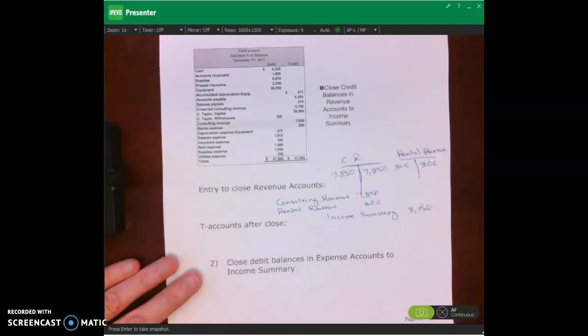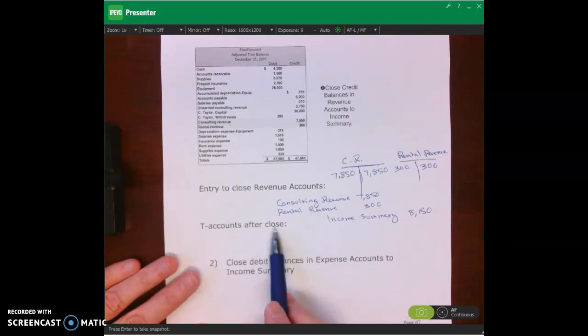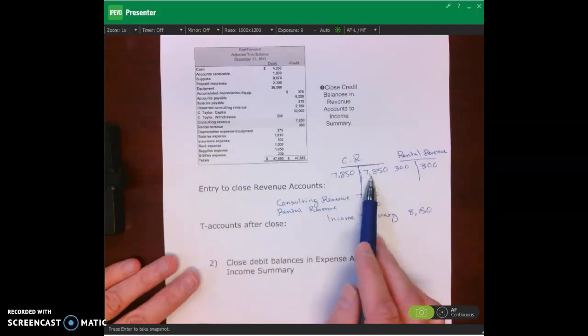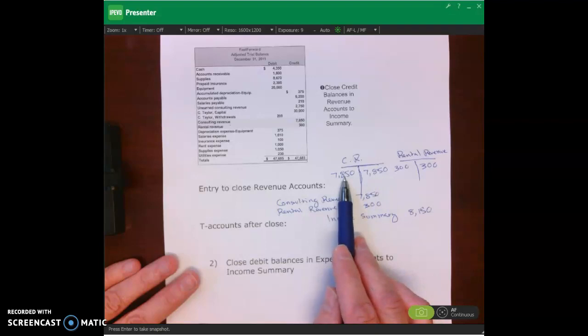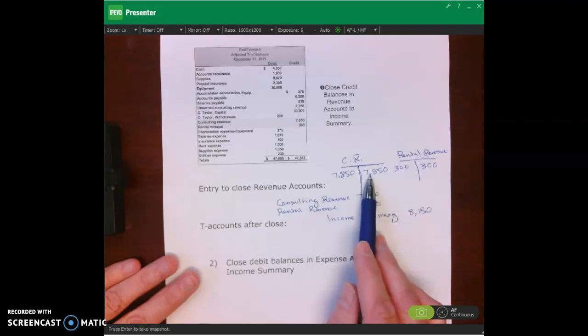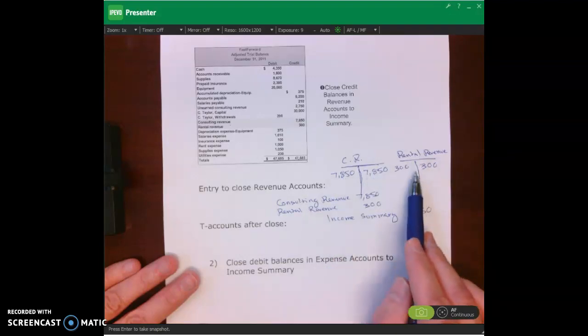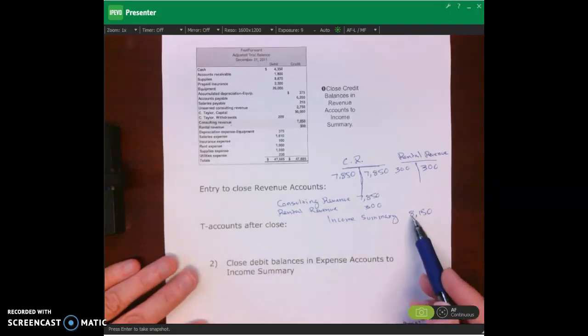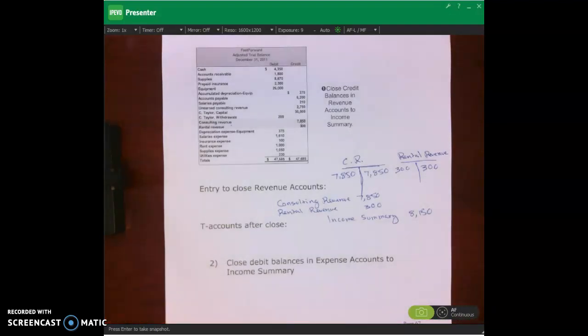150. And then I have over here T accounts after close, but you can see I wrote the T accounts after close right up here. We have our consulting revenue. It's got a zero balance because it has a debit for $78.50 and a credit for $78.50. Rental revenue also has a zero balance. Okay, so it's zeroed out and the revenue is moved to income summary. So that's the first step. First step is to close out the credit balances in our revenue accounts to income summary.